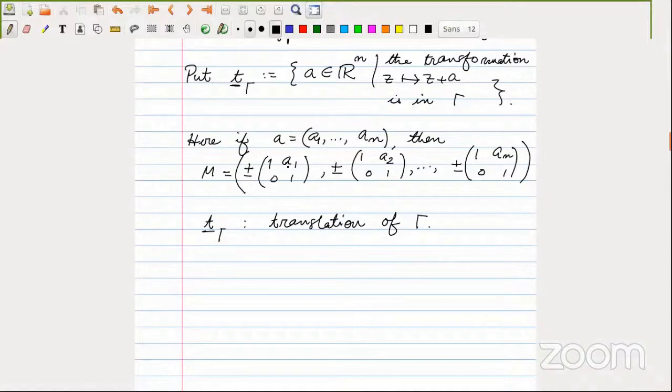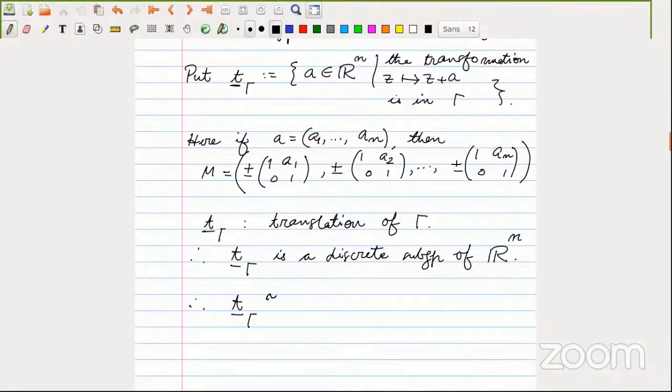gamma. Which means that since A1, A2, and so on up to An, and since gamma is discrete, it forces this T underline gamma also to be discrete. So from here it follows that T bar gamma is a discrete subgroup, not of gamma, but a discrete subgroup of R^n.